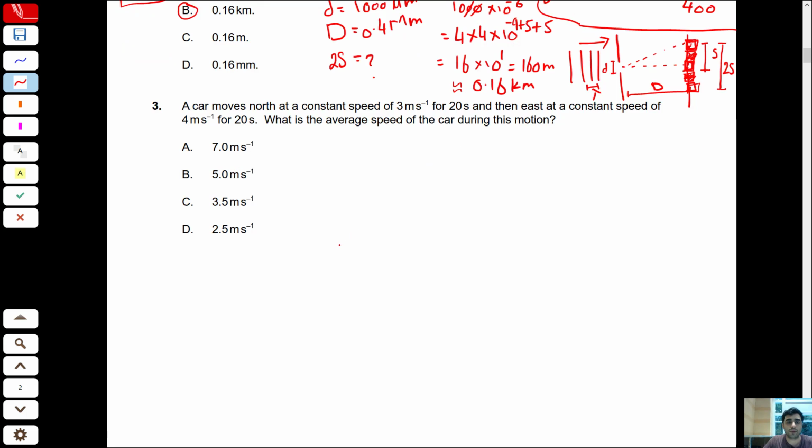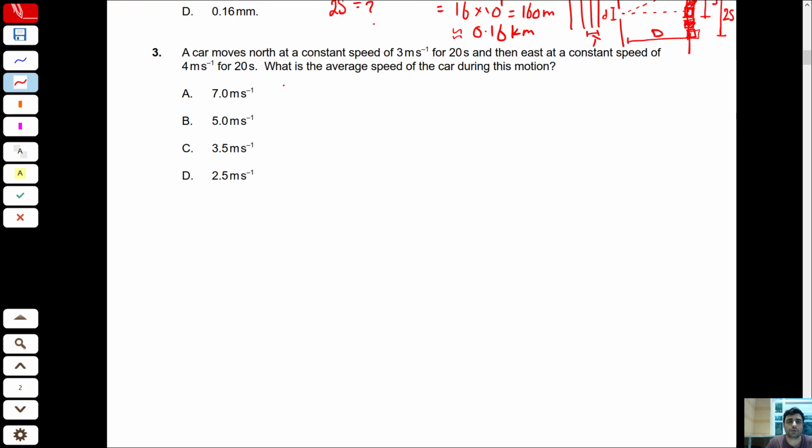Question number 3. A car moves north. So let's just draw the quadrant first of all, to have an idea what's going on here. North, east, west, south, NEWS. So there's a car here, and the car moves due north. The speed is 3 meters per second for 20 seconds. So it moves at a constant speed, and then it turns due east.